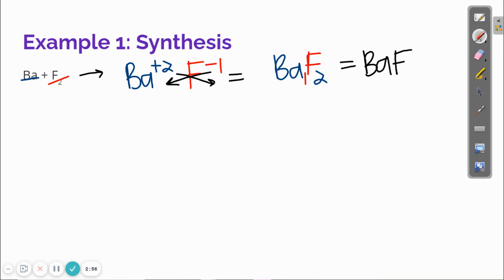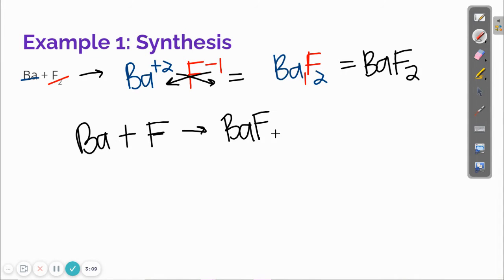So when I predict the products in this one, my answer would be barium plus fluorine is going to yield barium fluoride, and barium fluoride's formula just happens to be BaF2. So that's the first one we're going to go through.